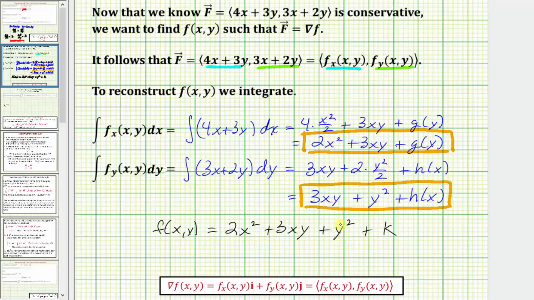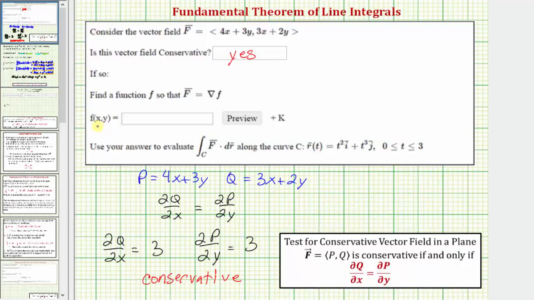So going back to our first slide, we now know the potential function f of x comma y is equal to 2x squared plus 3xy plus y squared, and the plus k is already here for us. Now we'll use the fundamental theorem of line integrals to evaluate this line integral.